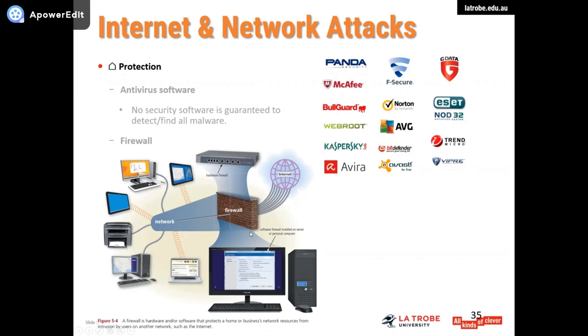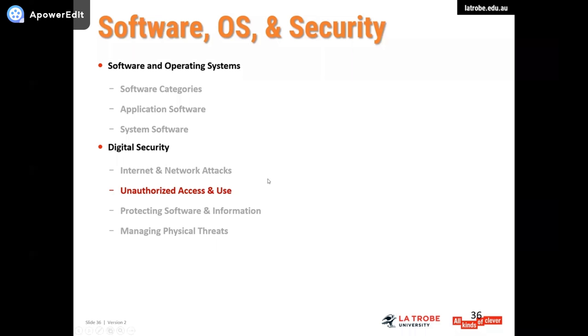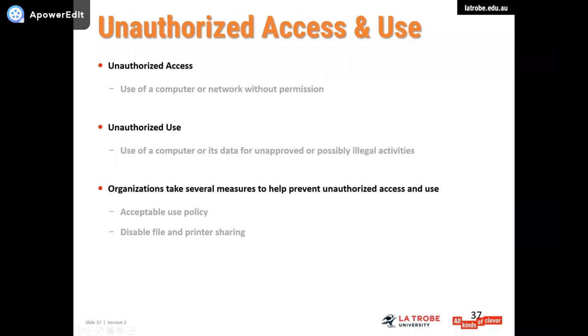Next is unauthorized access or use. We may have unauthorized access, which means the use of a computer or network without any permission. Or we may have unauthorized use, which means the use of the computer or its data for unapproved or possibly illegal activity.